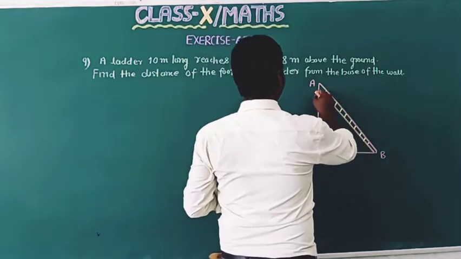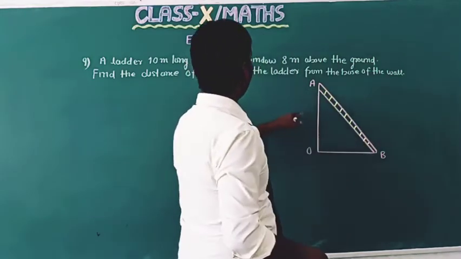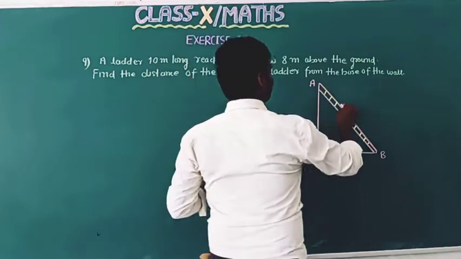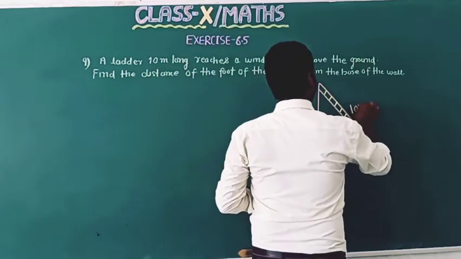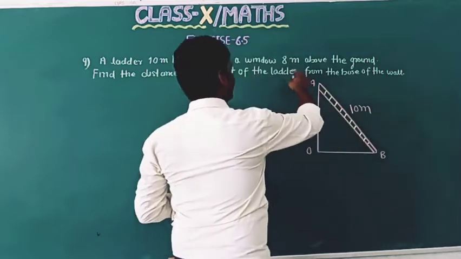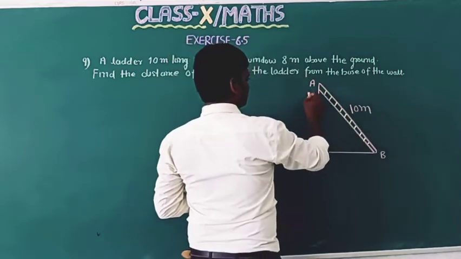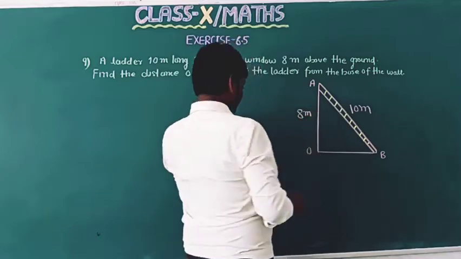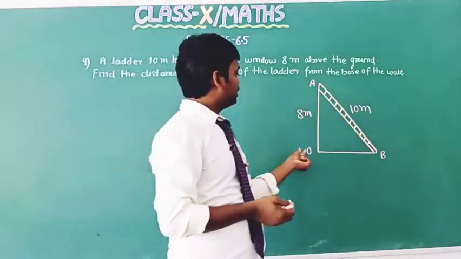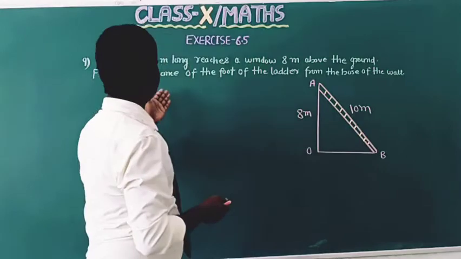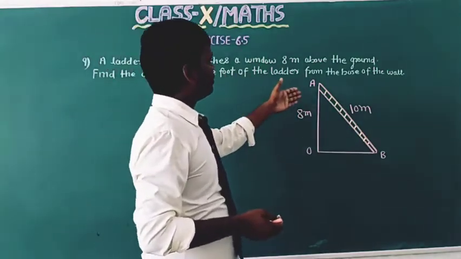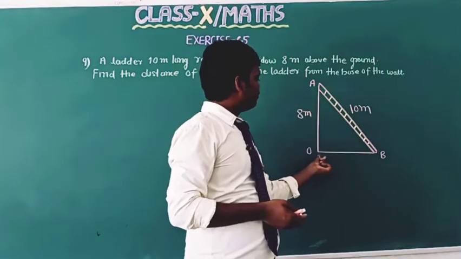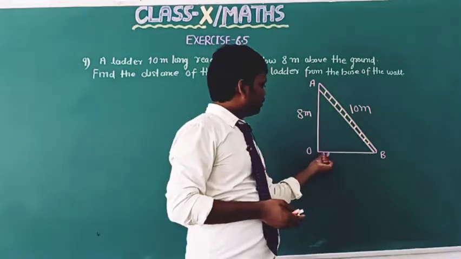We have given the wall is here. The ladder is 10 meter long, so this is 10 meter, and the wall is 8 meter above the ground. This is 8 meter, and here OB is the distance of the foot of the ladder from the base of the wall. We have to find this distance OB.